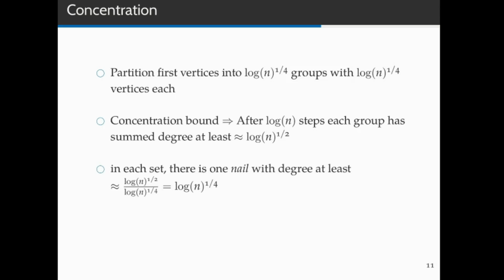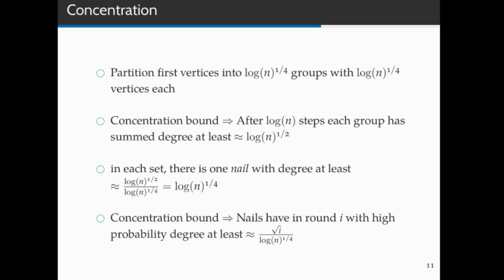From each set, we take the vertex with the largest degree after log n steps and say this is a nail of the set. This gives us the log n to the 1/4 nails from which we want to construct a one subdivided clique, and each of them has a relatively high degree after log n steps.